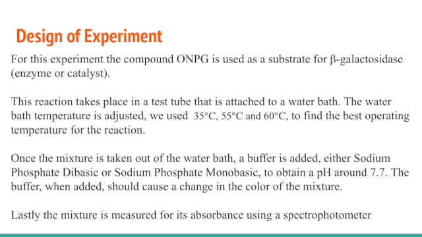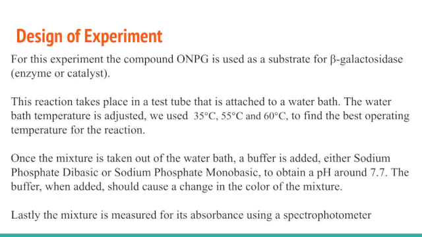Hi, my name is Sage Coyne, and I'll be going over the design of the experiment as well as the purpose of the data that you collect for it. So in this experiment, you're going to be using a substrate called ONPG, and then an enzyme or a catalyst called beta-galactosidase. And for this, you're going to be placing those two chemicals within a test tube and attaching that test tube to the side of a water bath. And that water bath's temperature is what's going to be changed. So what we did is we did 35 degrees Celsius, 55 degrees Celsius, and 60 degrees Celsius. And the reason for this is we're trying to find the best operating temperature for the mixture.